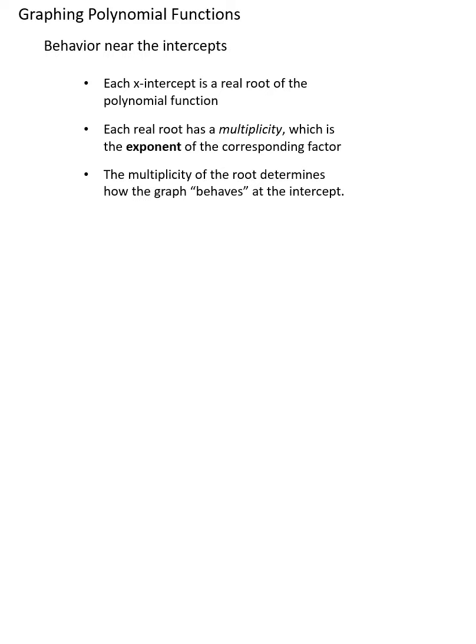Each x-intercept comes from a real root of the polynomial function. And each of these real roots has what's called a multiplicity. If you're not familiar with that term, it essentially means the exponent of the factor from which that root was derived. More on that in a minute. And this multiplicity, or the exponent from the factor, will determine how the graph behaves near that corresponding intercept. Now this is very general, so let me give you a specific example.